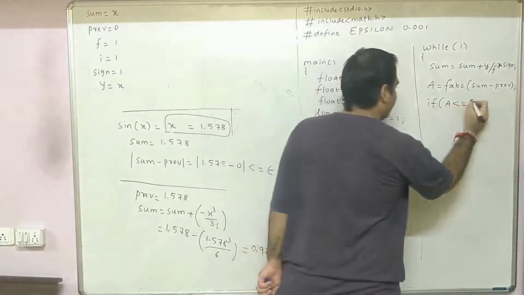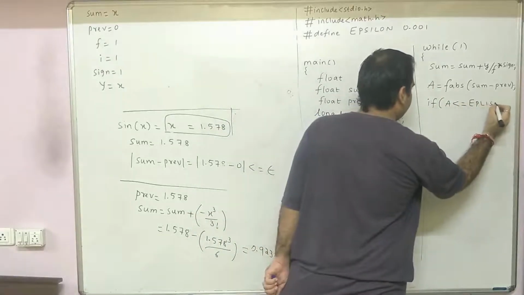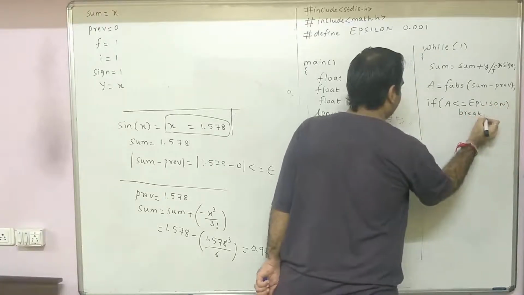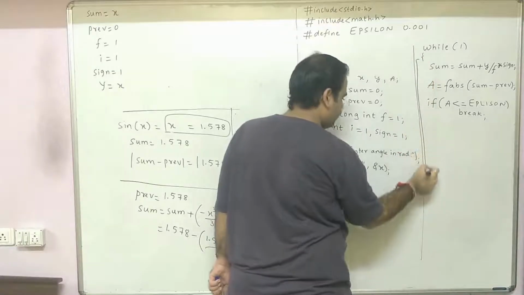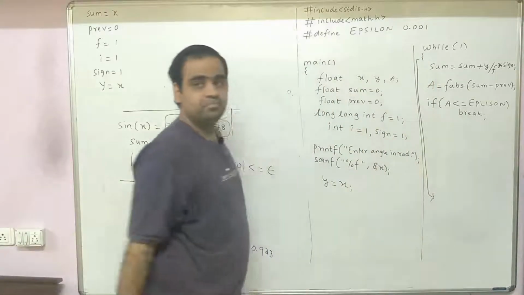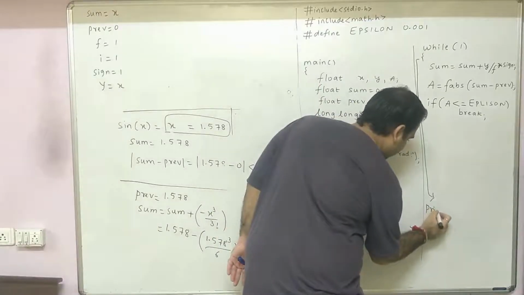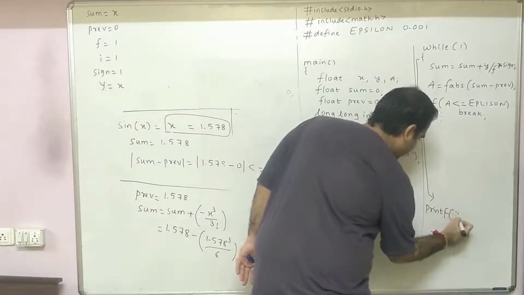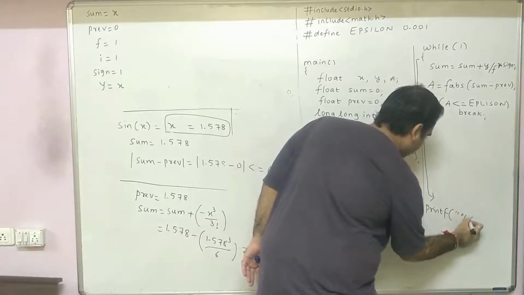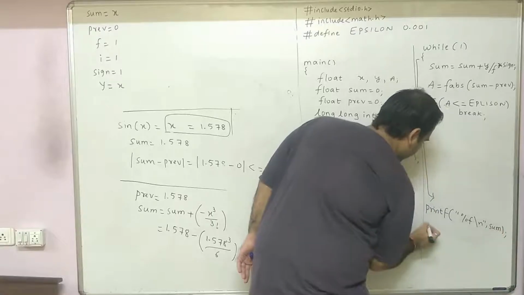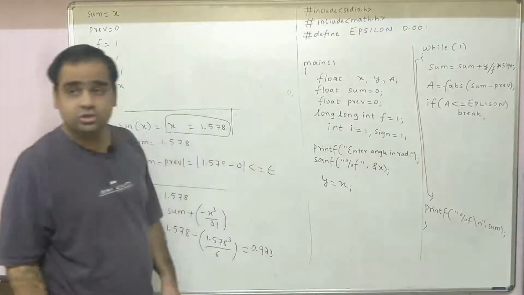That is what we have defined, epsilon. If it is so, we will break from this infinite loop. After we come out of the infinite loop, where is the answer stored? Answer is stored in sum. Therefore, you can say sine of x and so on. I am directly printing sum over here. You can print sum and you say return 0 and you can stop.